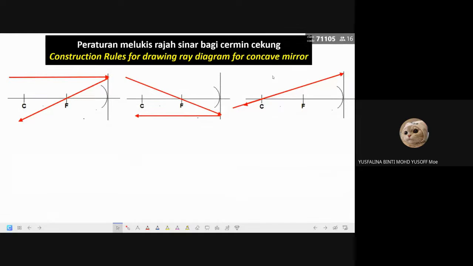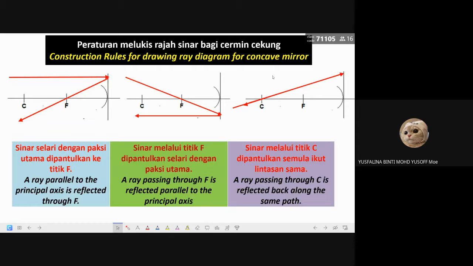So this is basically how to draw for the concave mirror. Remember, the concave mirror depends on the object distance. Again, there are three rules actually. The first one is from here, it will be reflected back to F, because a mirror uses reflection. So all the light rays that hit the concave mirror will reflect back to F. This is the first one. And the second one goes from here to F, then after it hits the mirror, it will be reflected back.